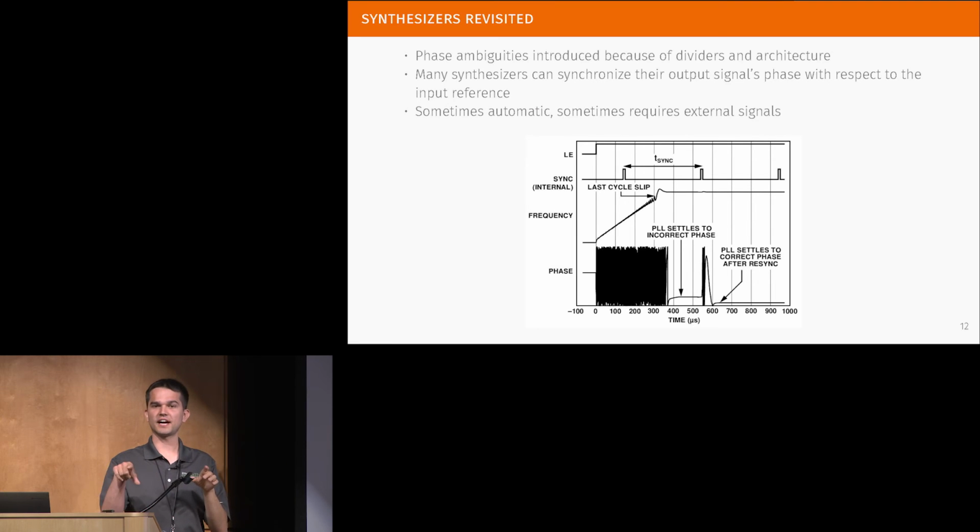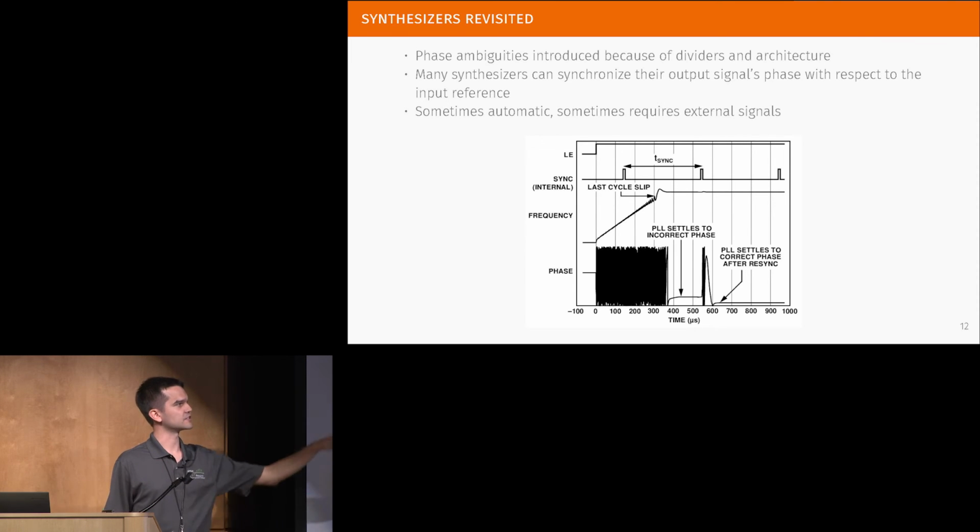Because you have that divider in the feedback loop, you introduce this ambiguity. You don't know where the rising edge of the output signal should be in relation to the input. And so a lot of synthesizers have begun including mechanisms to resynchronize this. But this requires that all of the synthesizers in your synchronized SDRs receive either the command to tune or an outside synchronization signal that's extremely precisely demarcated in time.